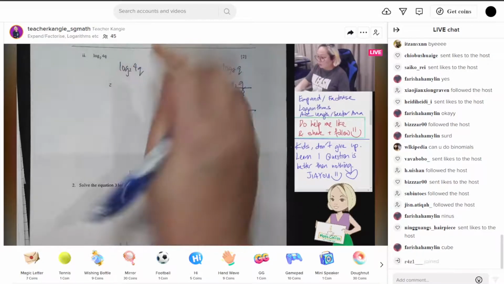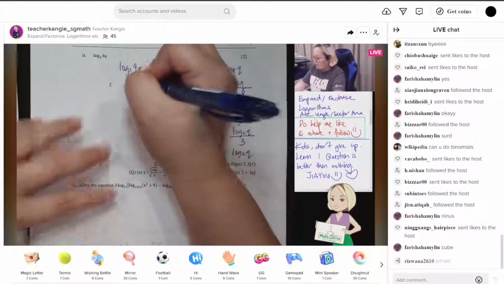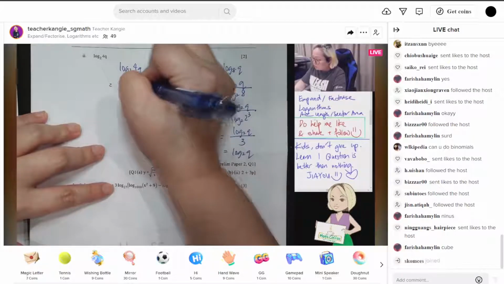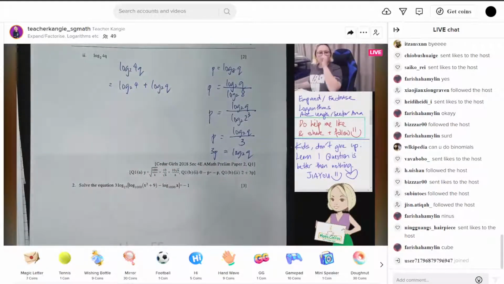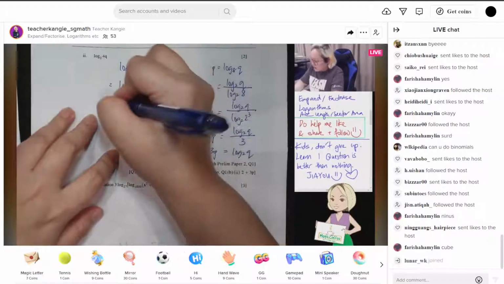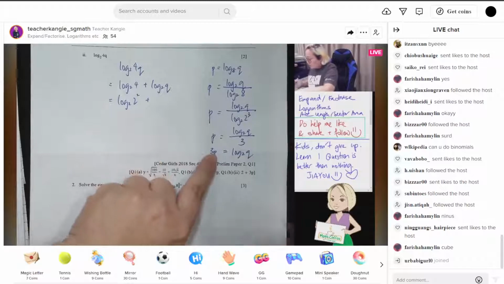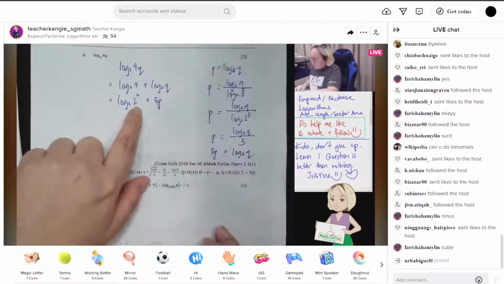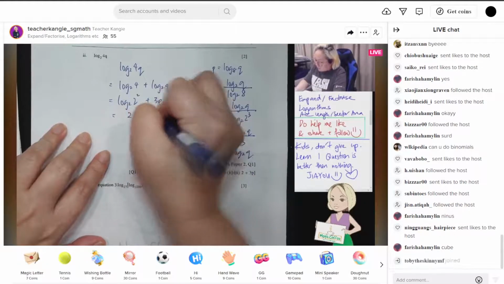So now what I need to do is split. 4Q means 4 times Q. So I split it to become log 2 4 plus log 2 Q. Log 2 4 is easy. It is just log 2 2 squared. And log 2 Q is 3P. So in the end, this is actually 2 whole. So it becomes 2 plus 3P. Done.